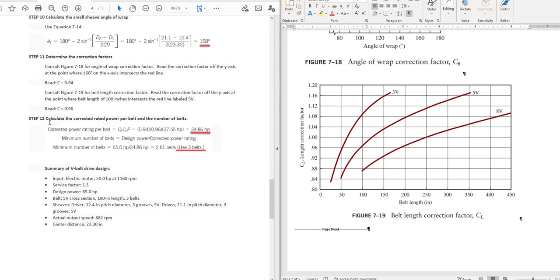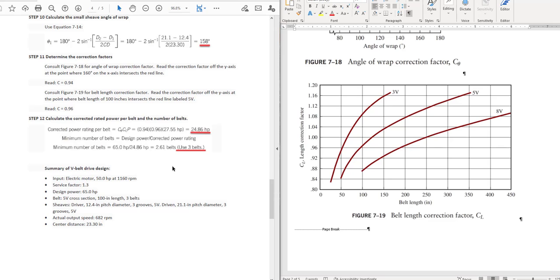Step 12 is to calculate the corrected rated power per belt and the number of belts. We're going to do that by multiplying our 27.55, that was our rated power, times the two factors that we just found, and therefore we get a rating of 24.86 horsepower per belt. We needed 65 horsepower for design power. If we divide that by the 24.86, it turns out we need 2.6 belts. So we're going to round that up to 3.